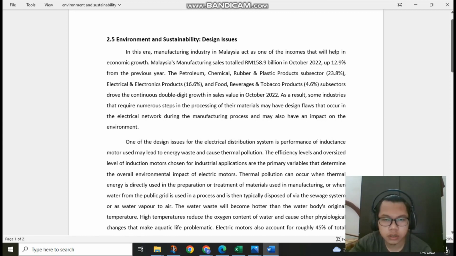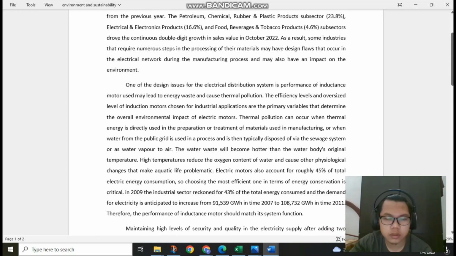By step in the processing of their materials, some of the designs in electrical networks may have flaws during the manufacturing process and may impact the environment in negative ways. So one of the design issues for the electrical distribution system is the performance of induction motors that are generally used in all the industry. The induction motor may cause energy waste and thermal pollution.